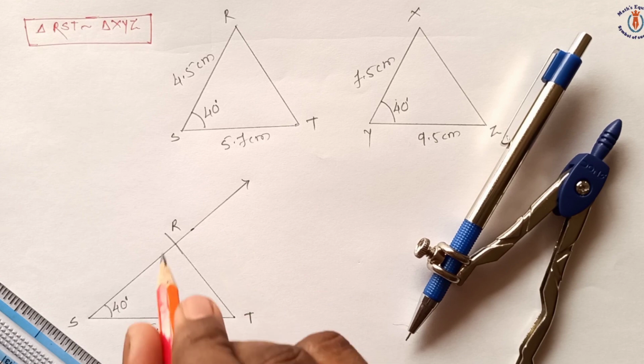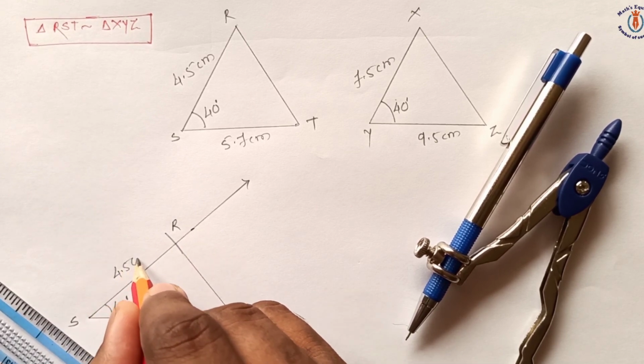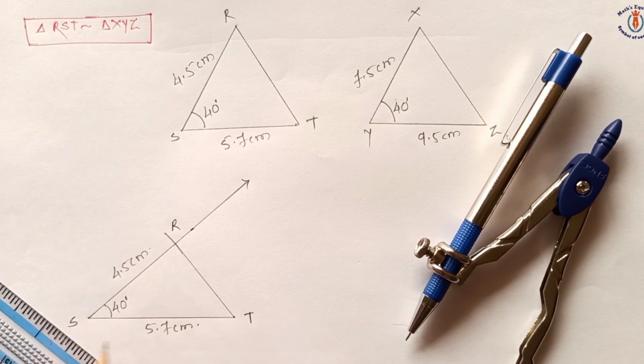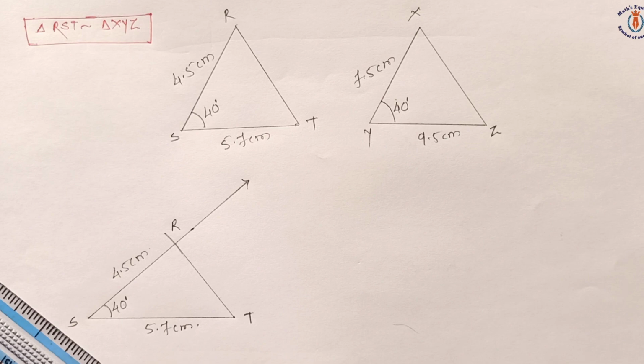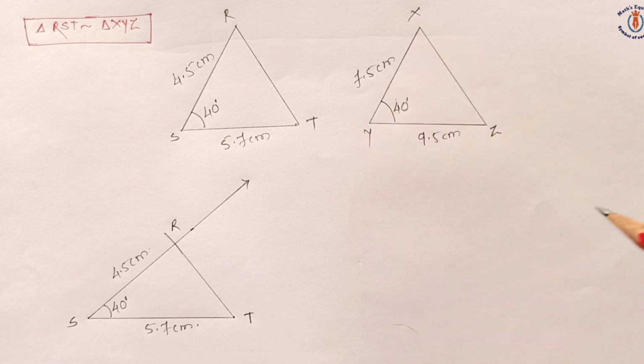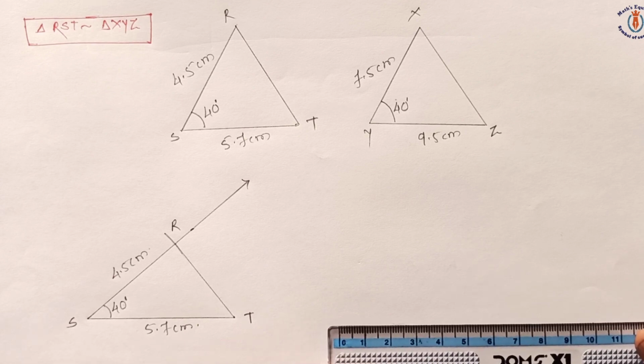Okay, so this is the triangle RST, with 4.5 centimeter here. This angle RST is equal to 40 degree and ST is equal to 5.7 centimeter. Similarly, we are going to construct another triangle, which is XYZ, and the base of that XYZ is YZ, which is 9.5 centimeter. So let's take that 9.5 centimeter here.